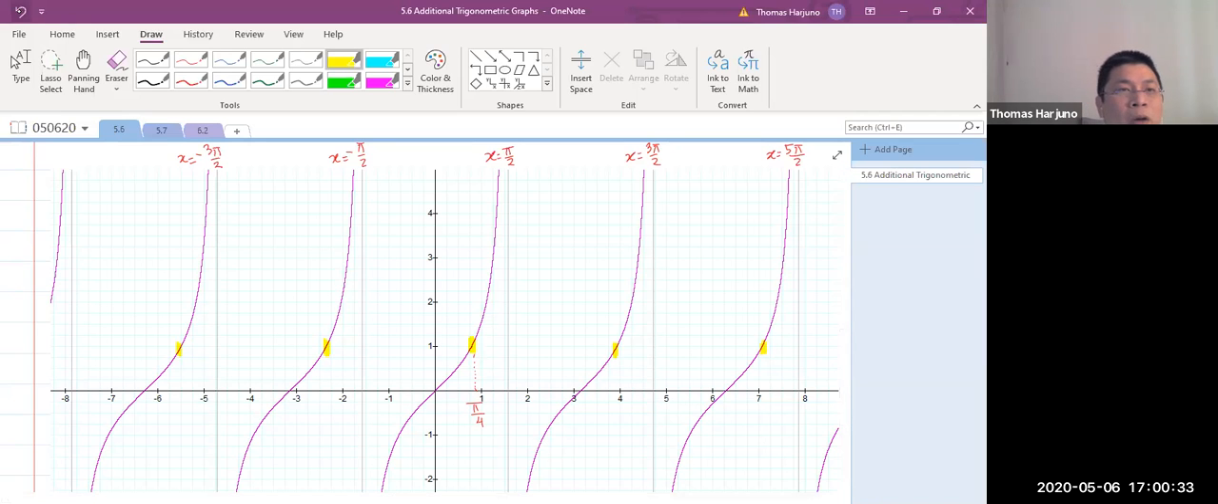Those give us the domain, the range, the period of tangent, and the asymptotes of tangent.